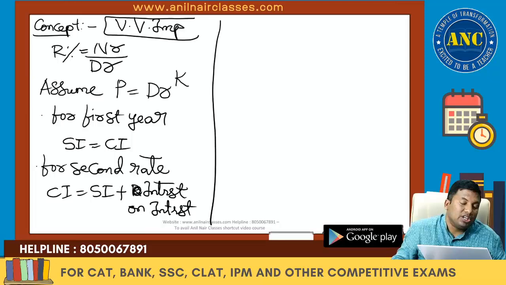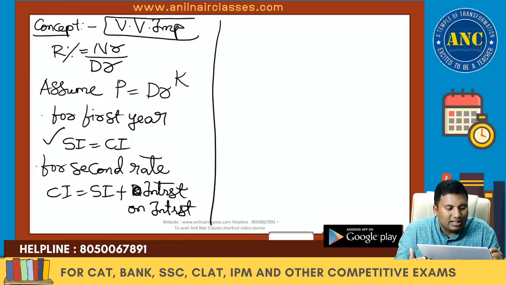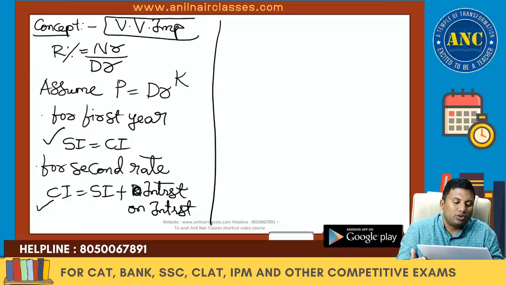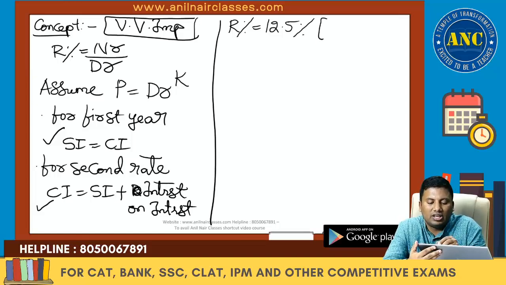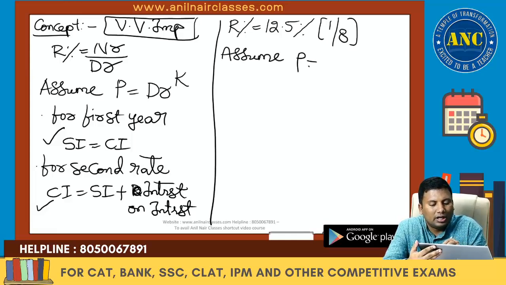R percentage is numerator by denominator. Assume principal as the denominator power k. For first year, SI is equivalent to CI. Second year, CI equivalent to SI plus interest on interest. Now see, R percentage is 12.5 percentage, which is 1 by 8. Assume principal equivalent to denominator power k. How many years given? 2 years it is given.